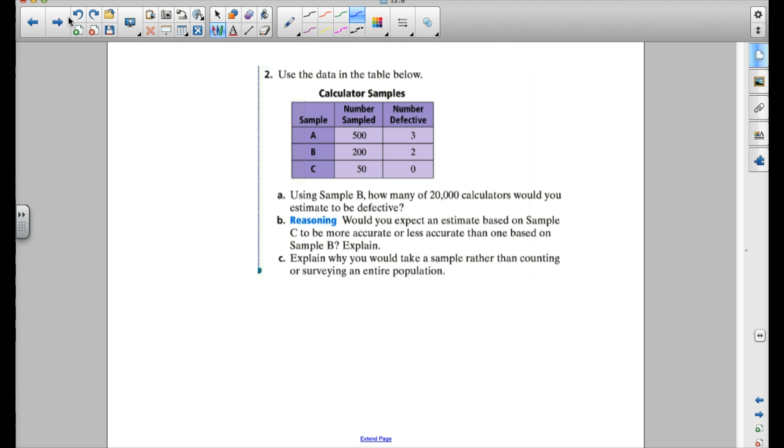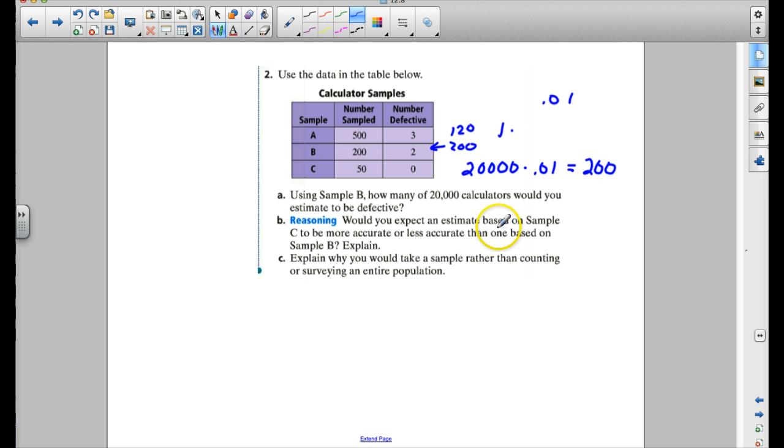Okay, use the data below. In sample B, how many of the 20,000 calculators would you estimate to be defective? Okay, now in sample B, you had 2 out of 200, so it'll be 1 out of 100. So about 1% of them are defective. If we took 20,000 calculators times 0.01, we're going to end up with about 200. Yep, 200 calculators. So if we use this sample, we ended up with 120, I believe it was. This sample, we're going to end up with 200 defective calculators.